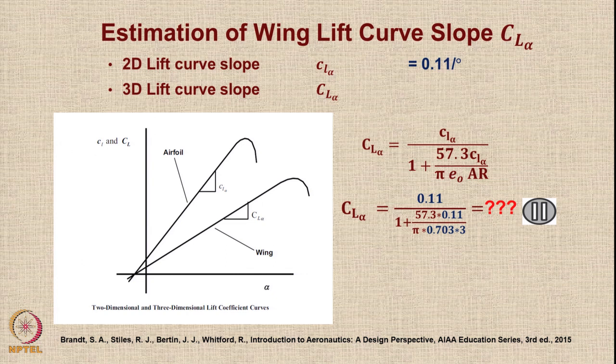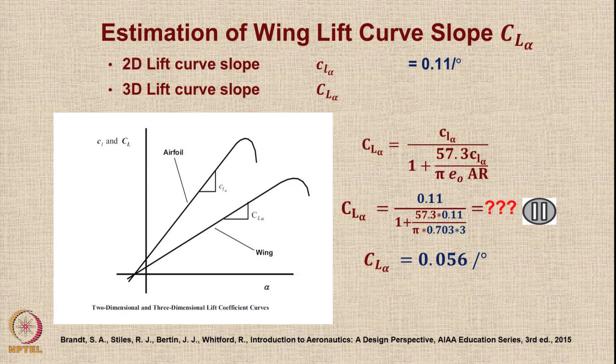So, putting in the numbers for our case, CL alpha for the airfoil is 0.11, the aspect ratio is 3, and the Ostwald efficiency factor is 0.703. So, therefore, we can get the value of CL alpha for the wing. Please pause the video and do these calculations.